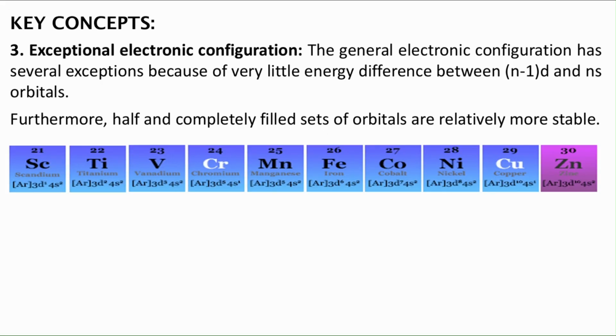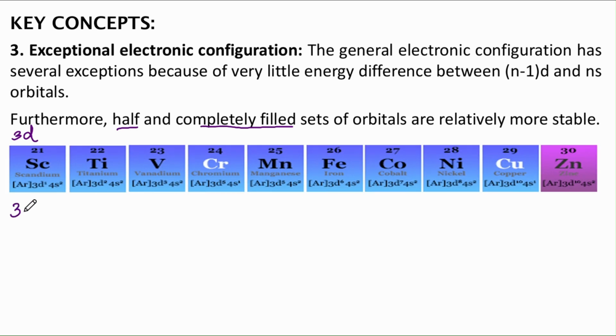Next concept is exceptional electronic configuration. There are some exceptions in the general electronic configuration of d block elements, and these exceptions are based on the fact that half filled and completely filled orbitals are more stable. We will take the 3d series and first see the electronic configuration of all the elements.